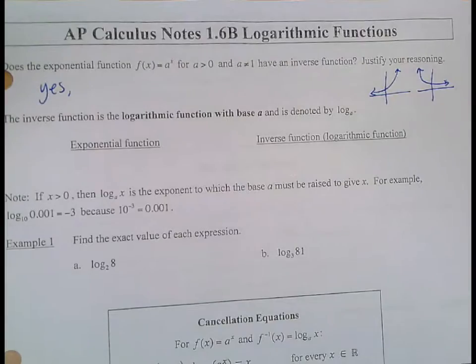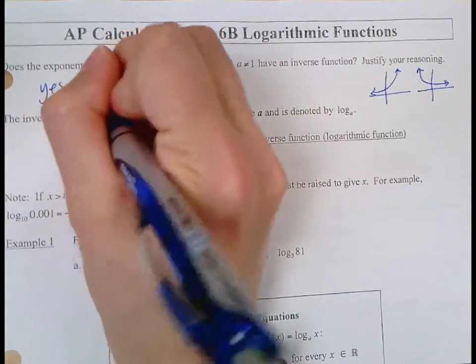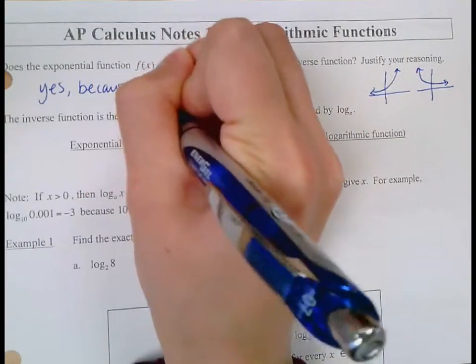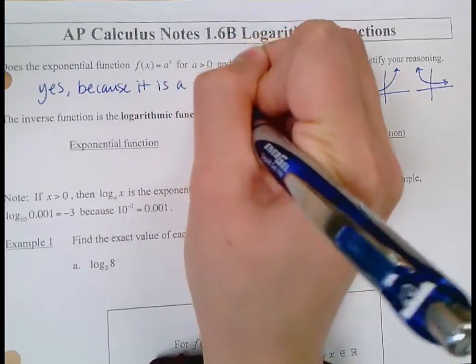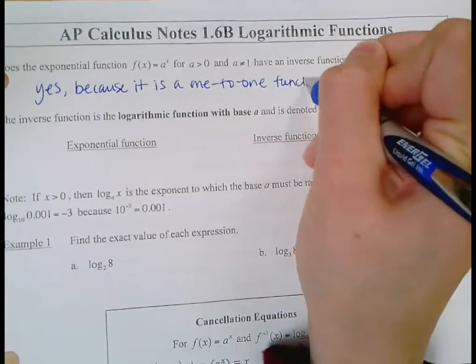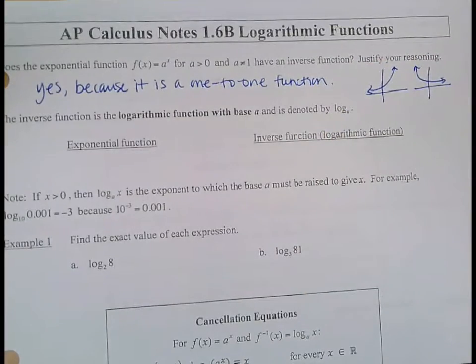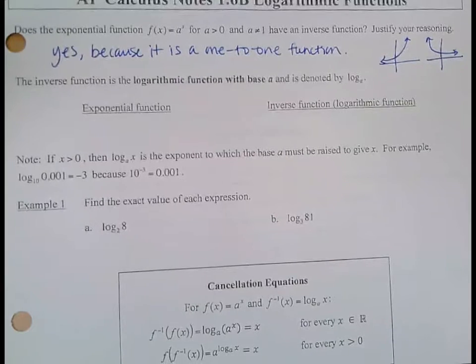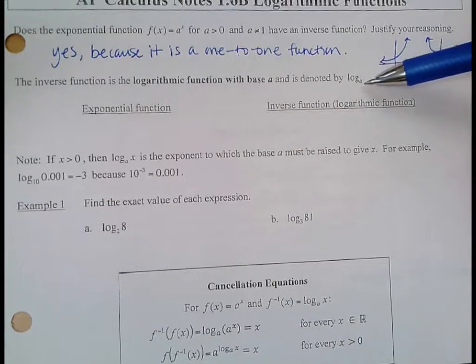So yes, an exponential function has an inverse because it is a one-to-one function. All right, and we have already talked about, and I know it's review, the inverse function of an exponential function is the logarithmic function with base a, and is denoted by log base a.